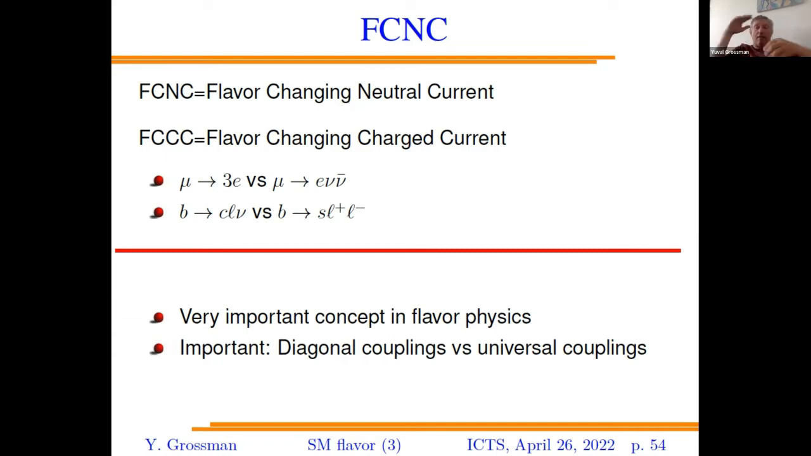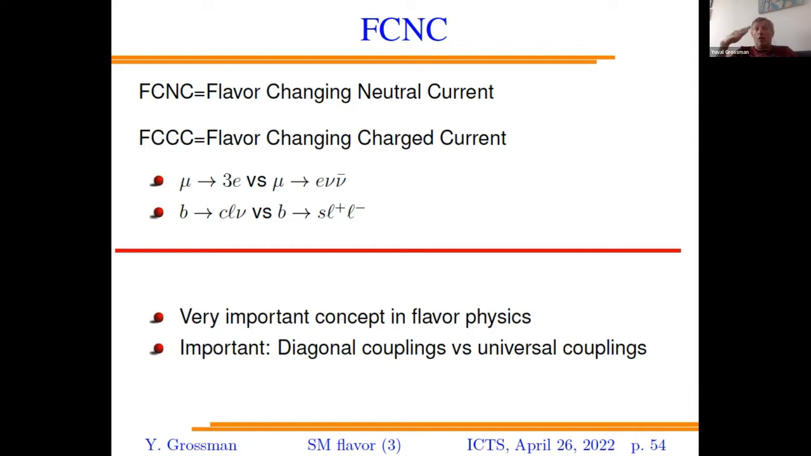Before I get into the details of flavor changing neutral current, I want to discuss one important point: distinguishing between diagonal coupling and universal coupling. So what is diagonal coupling? Take any matrix and think about some flavor space. You have the fields that live in the flavor space, and you have some matrix of coupling, and it's diagonal if we have only elements on the diagonal, like any diagonal matrix. The point is that diagonal coupling is a basis specific question.